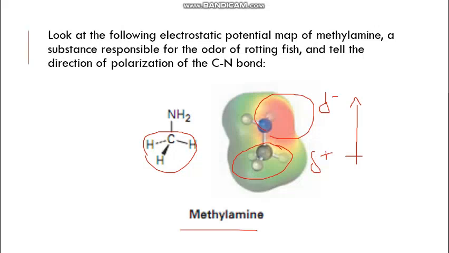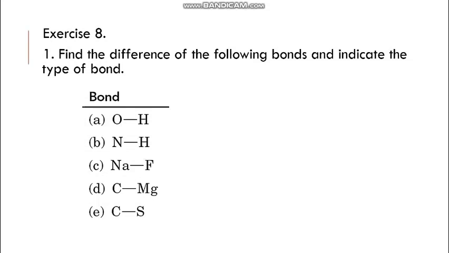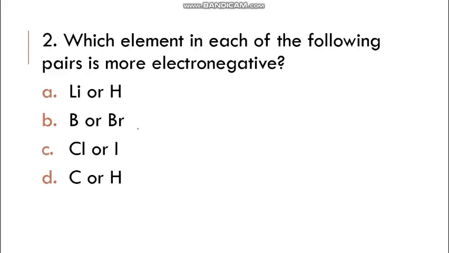Okay? Now, let's have your exercise number 1. Find the difference of the following bonds and indicate the type of bonds. Yung kanina, meron doon yung guide kung ano yung mga difference ng 3 types of bond, no? So, yung electronegativity ng oxygen minus the electronegativity of hydrogen. Kung ano yung difference nila, yun yung mag-i-indicate kung anong type of bond. Now, number 2, which element in each of the following pairs is more electronegative? So, that's easy to understand.